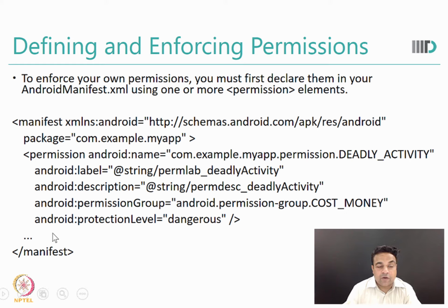The most important one is the Android protection label, which I mentioned as dangerous. In this case, when the app requests access, the user will be prompted whether they want to grant the access or not. I am also putting it inside a permission group. So if the user has already given permission within this permission group, then he or she is not prompted, otherwise they are prompted.